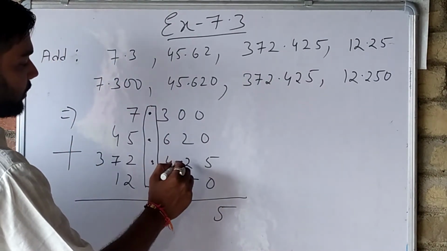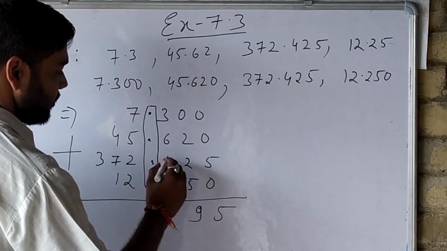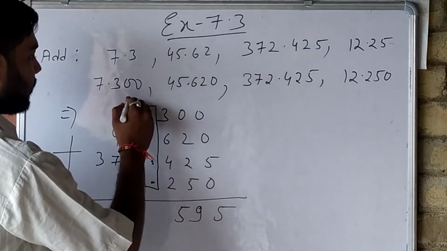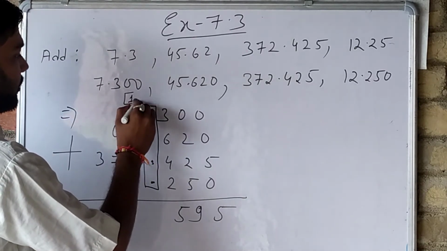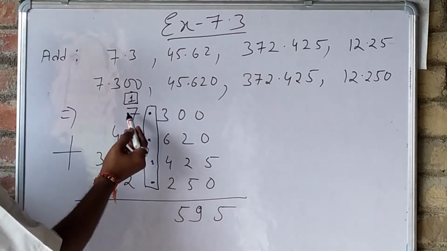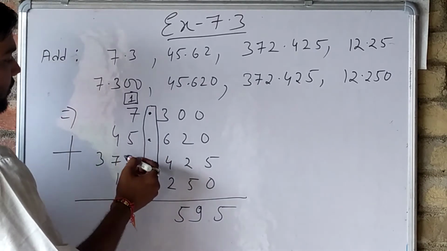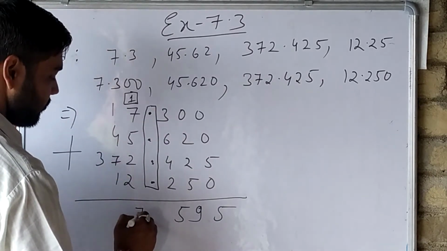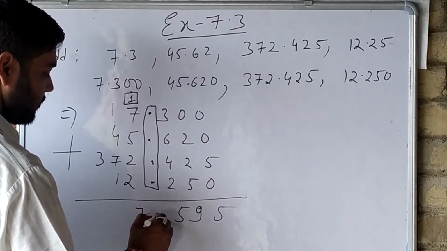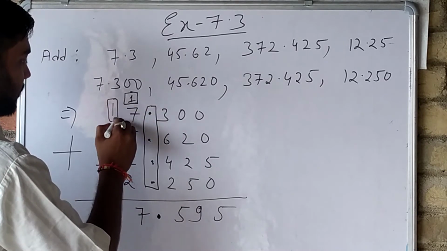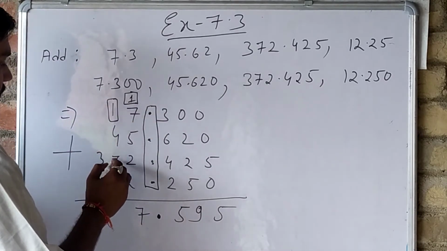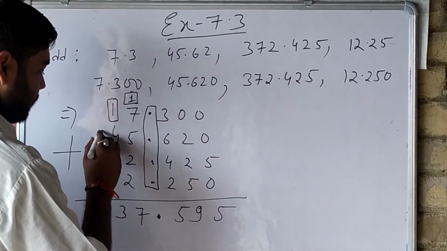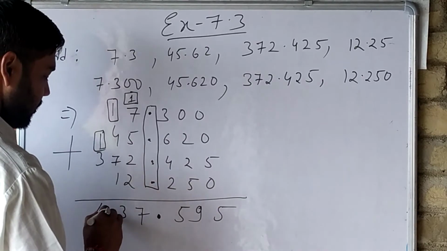5 plus 2, 7 plus 2, 9. 6 plus 4, 10 plus 3, 13 plus 2, 15. 1 will be carry. Now what? 5 plus 2, 7 plus 7, 14 plus 2, 16 plus 1, 17. Okay, now we will place the decimal here and 1 is carry over here. Now again 7 plus 4, 11, 1, 12, 1, 13. 1 is again carry, 3 plus 1, 4.